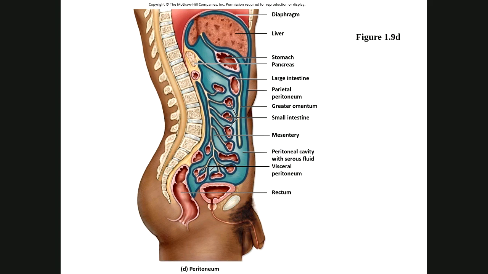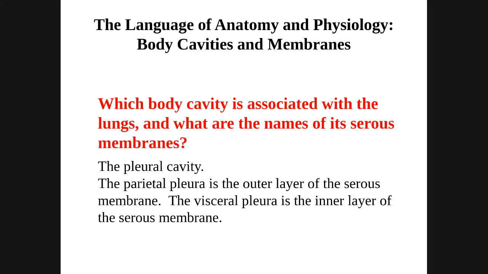And then we also have kind of an outer lining. Okay. Now, here's a little quiz. Which body cavity is associated with the lungs? Well, that's the pleural cavity. What are the names of the serous membranes? Well, the parietal pleura is the outer, and the visceral pleura is the inner.